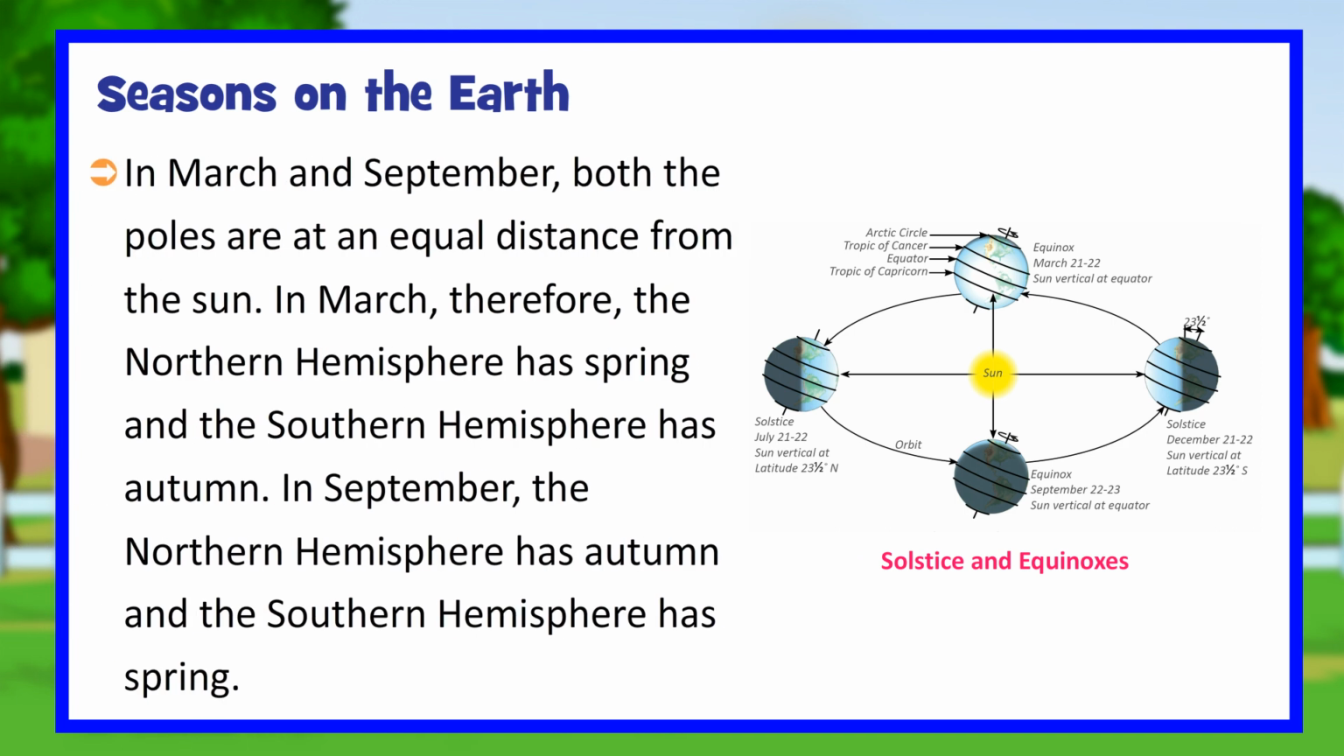In March and September, both the poles are at an equal distance from the Sun. In March, therefore, the Northern Hemisphere has spring and the Southern Hemisphere has autumn. In September, the Northern Hemisphere has autumn and the Southern Hemisphere has spring.